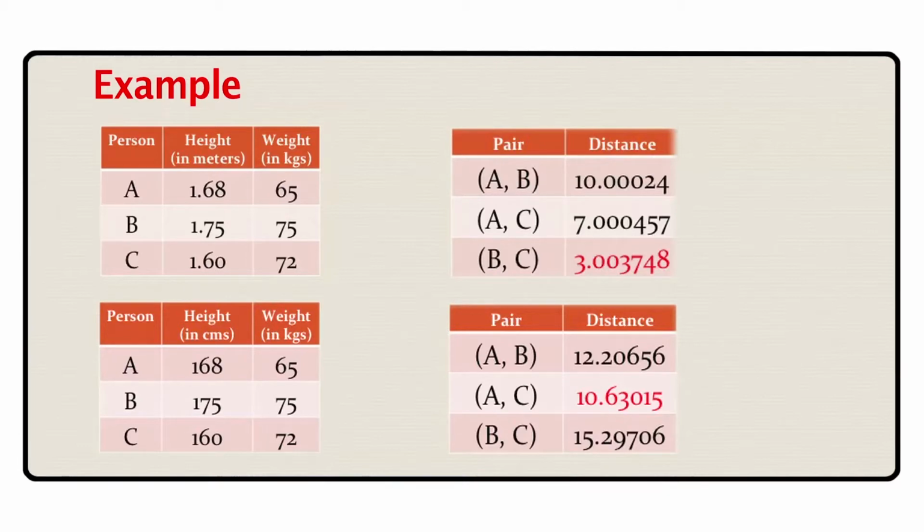So the weight plays a dominant role in this grouping. Whereas in the second case, the heights numerically are almost 2.5 times to 3 times the weight. So now the heights play a more dominant role than the weights, and hence they change the pattern of pairing or the distances between the different pairs.